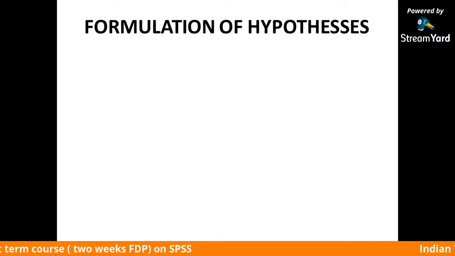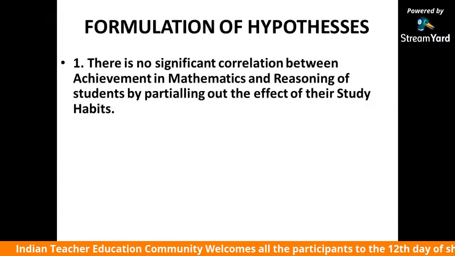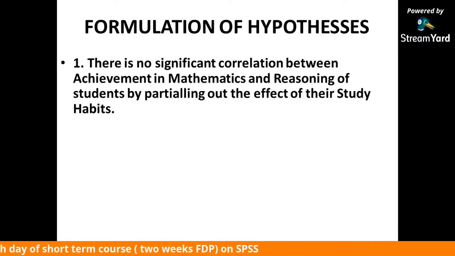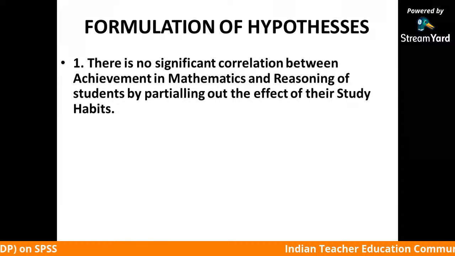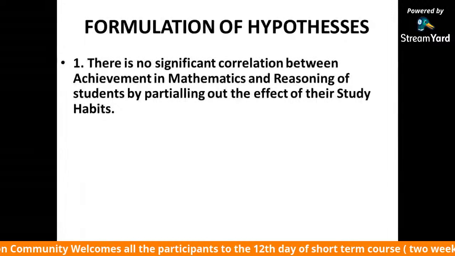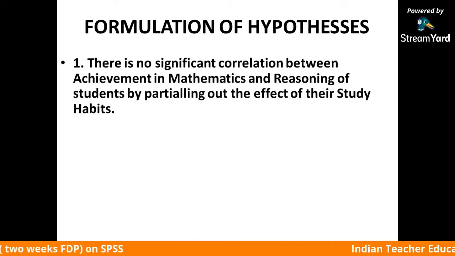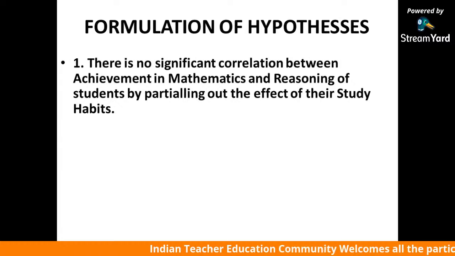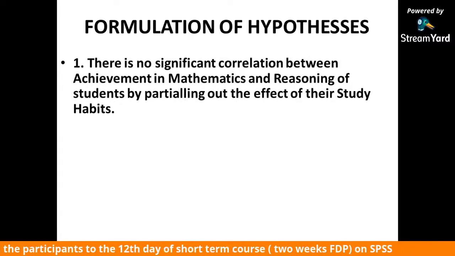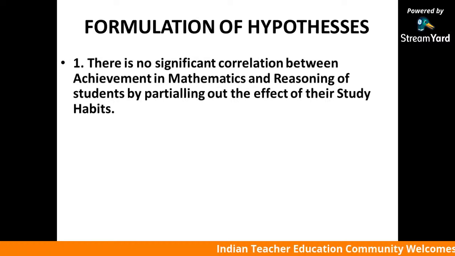Now, for these, how do I formulate the hypothesis? For the first objective, the hypothesis is: there is no significant correlation, because I have written "to study the correlation". So I have taken out those three words, and in place of those three words, I have written four words. What are these four words? There is no significant. So just replace those three words by these four words, and the rest of the objective will be written as it is, and that becomes a hypothesis. So the hypothesis for the first objective is: there is no significant correlation between achievement in mathematics and reasoning of students by parceling out the effect of their study habits.